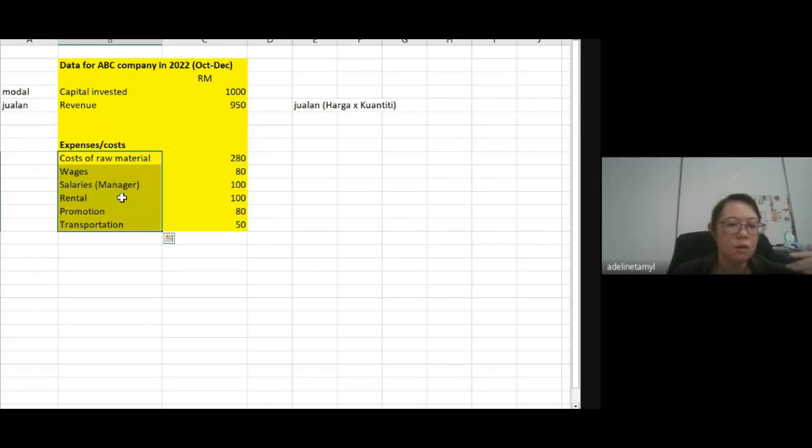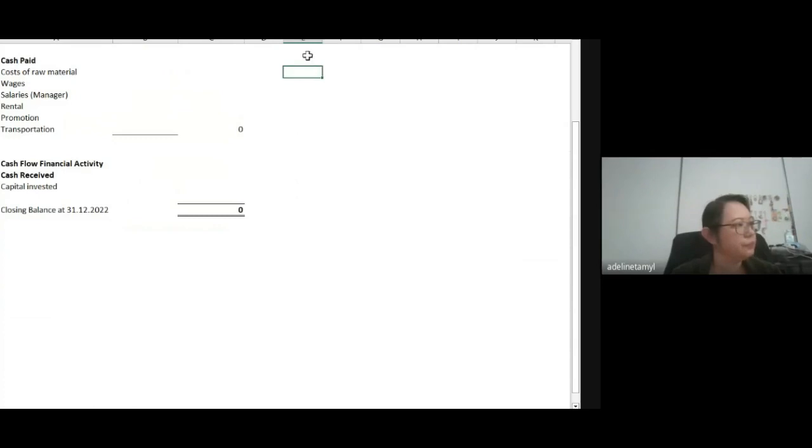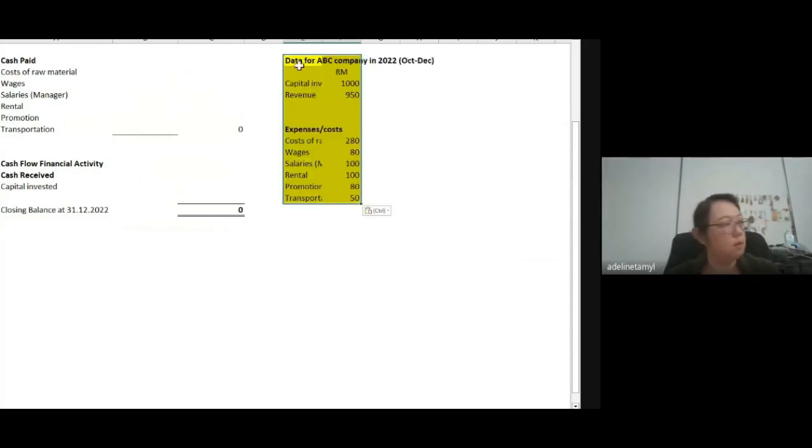So the first step to start doing the account is actually data collection. You collect all the expenses and costs and revenue and also capital that you put into the company. All the information. So with this information, now I want to start to do the account. So I copy this information, let's say, copy here.